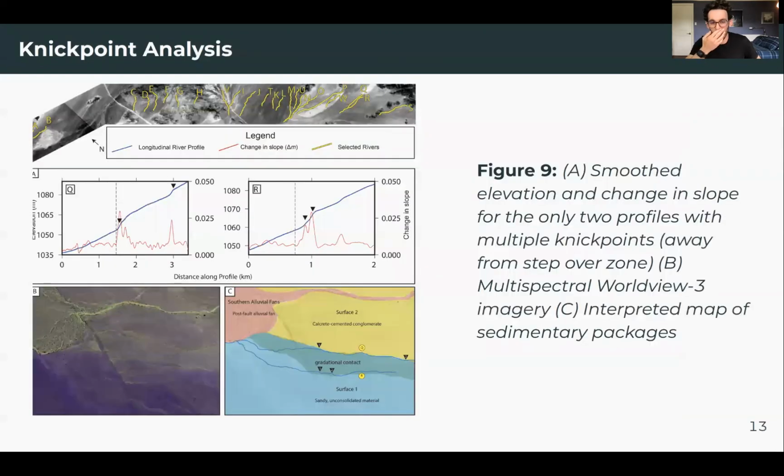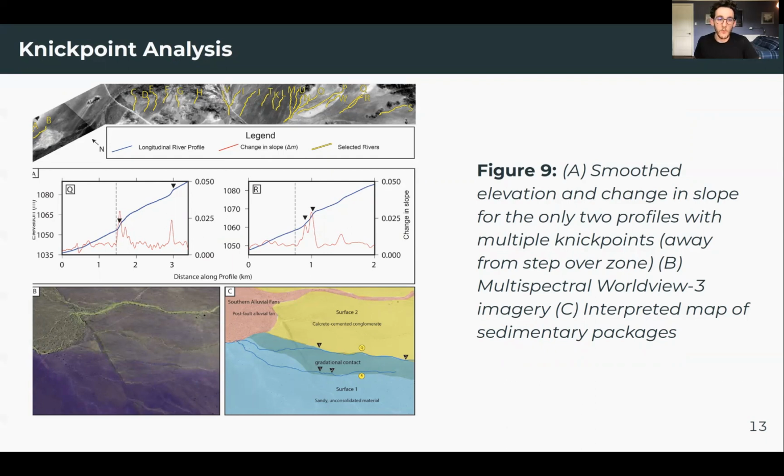The next thing I did to look for multiple events was to look at nick points. Essentially, when an earthquake happens, a nick point is created in a stream profile, which is the blue line here, and over time that nick point migrates backwards. If another earthquake occurs, you create another nick point at the fault, which will then migrate backwards over time. By counting the number of nick points in the profile, you can get an estimate of the number of events responsible for the current expression.